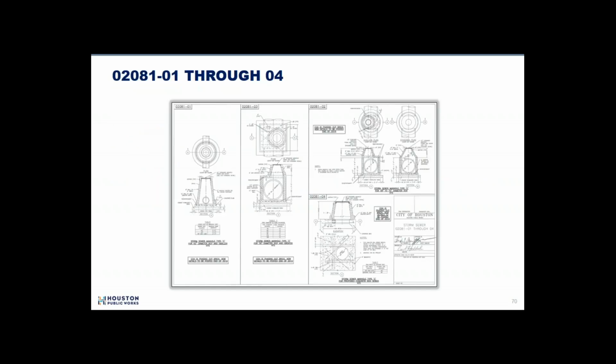On the next few slides, I'm just going to show the revised details so you get a better idea of how the new layout looks. So here on this one, you can see we have 4 details on one sheet. The detail number is listed in the top left corner of each detail. We also added this area in the bottom right to allow for the City of Houston stamp.